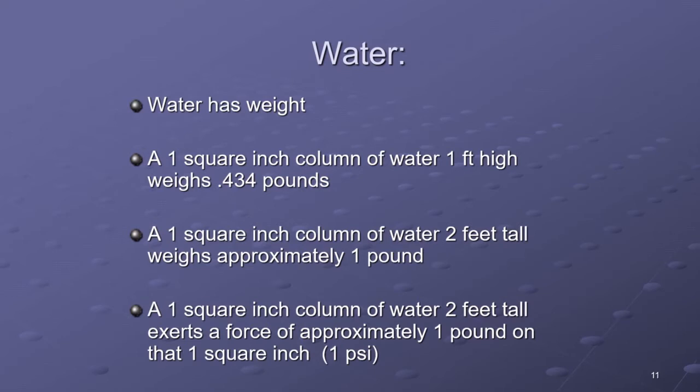All right, so we're going to talk about water now. Water has weight. So a 1 square inch column of water, 1 foot high, weighs 0.434 pounds. Therefore, a 1 square inch column of water 2 feet tall weighs almost a pound. Therefore, a 1 square inch column of water 2 feet tall exerts a force of approximately 1 pound on that 1 square inch. So, 2 feet of water equals 1 psi. We're talking head pressure now.